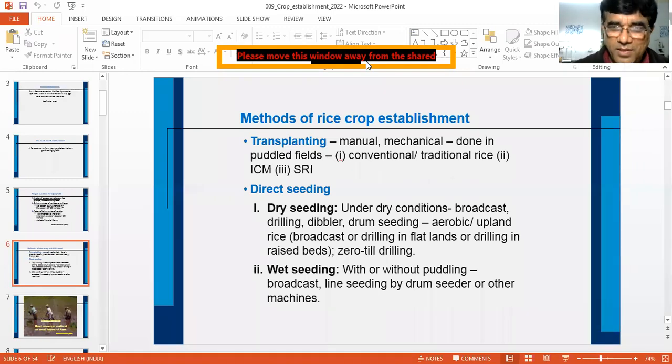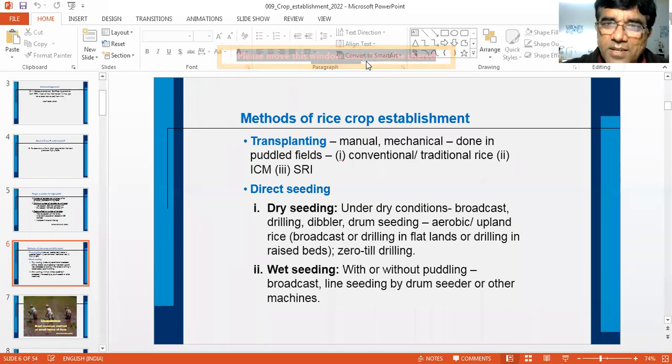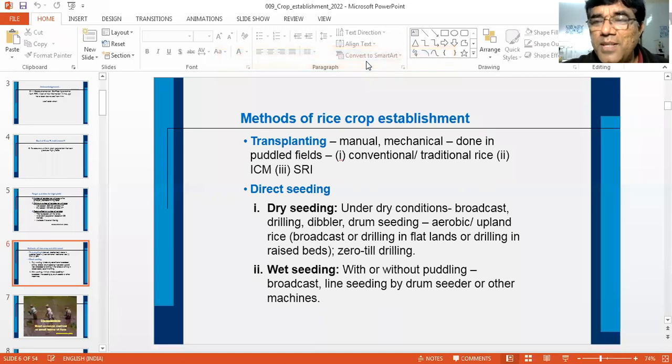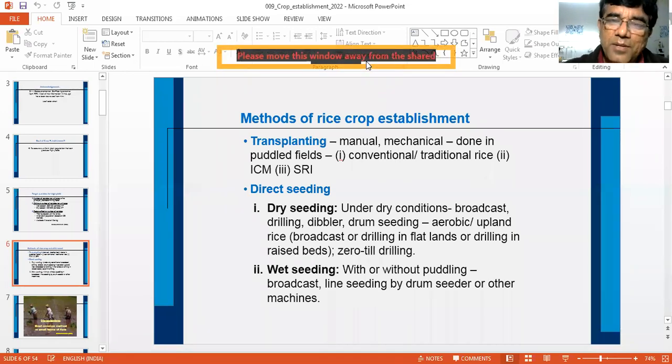So you can see there are many variants of crop establishment in rice, depending upon the water availability, whether it is wet condition or dry condition, depending upon the method, whether you want transplanting or direct seeding, and depending upon the machine. If a transplanting machine is there, you can go for transplanting; if a direct seeding machine is there, direct seeding. So many variants are there for establishing a crop. But broadly, you can say transplanting and direct seeding are the methods of rice crop establishment.